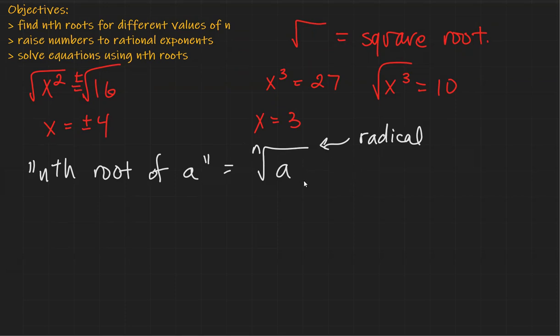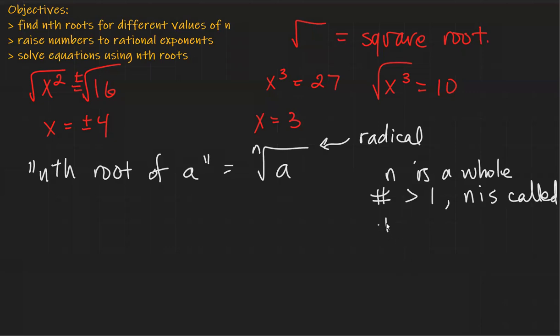So what is n? Well, n is a whole number greater than 1, not including 1. We can include 1, but it doesn't really mean anything to take the first root because it's not defined for 1. So it's got to be 2 and up, a whole number, and we call n the index. Let's highlight some of our vocab words that we just learned: nth root of a, and index. That's what we're calling n here.